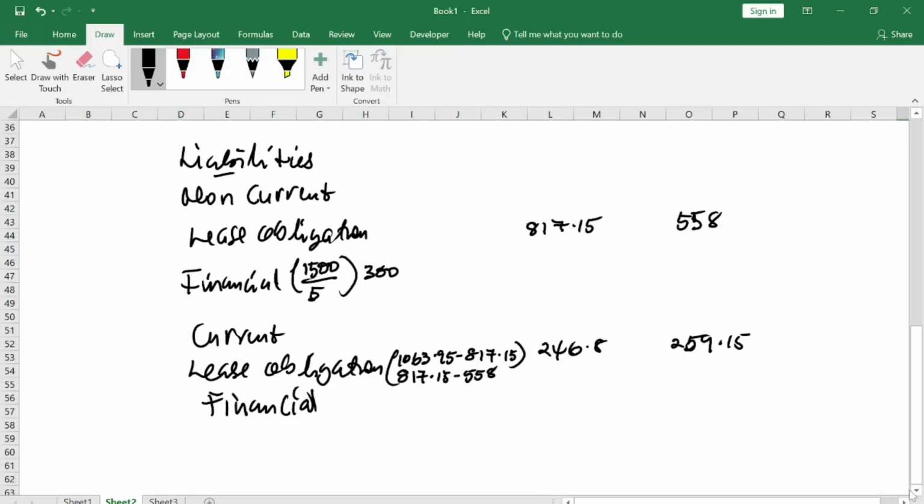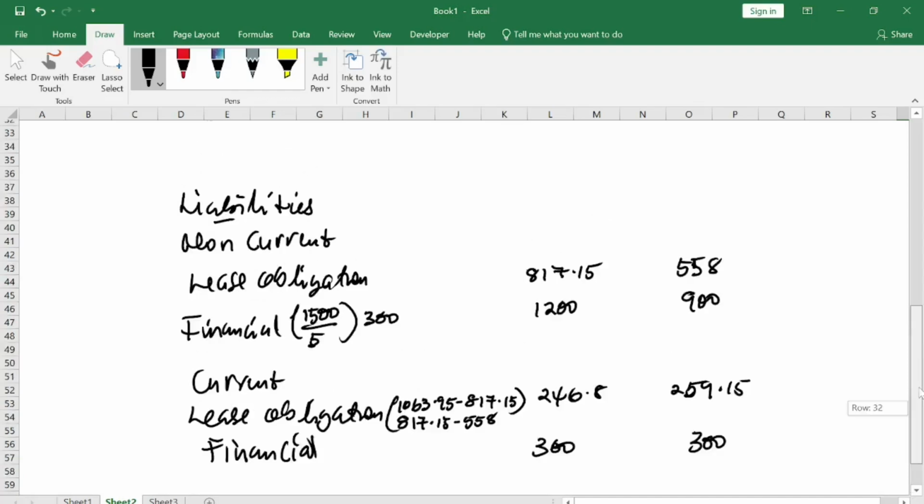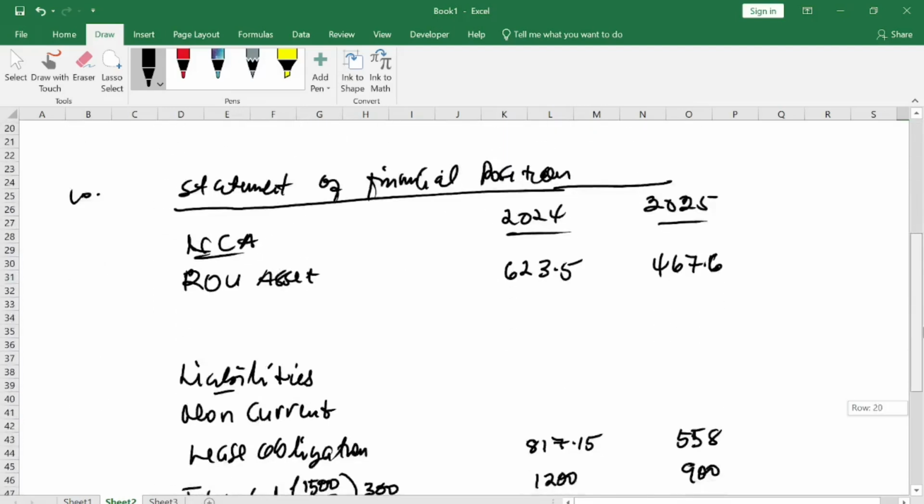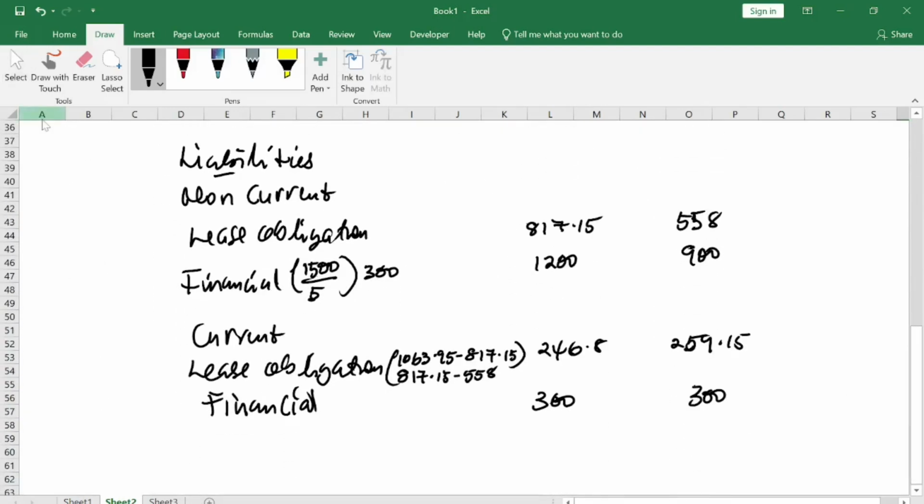So you will have to remember that the first 1 year will be paid. So the balance will be the long term, which is 1,200, and the current will be 300, right? Then the following year, here will be 900, and here will also be 300. So this is how you prepare your extract based on the information provided. That is it. Thank you very much.